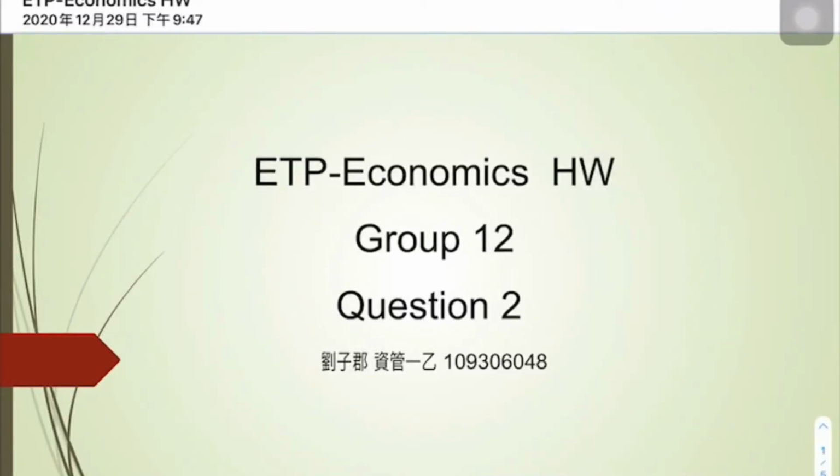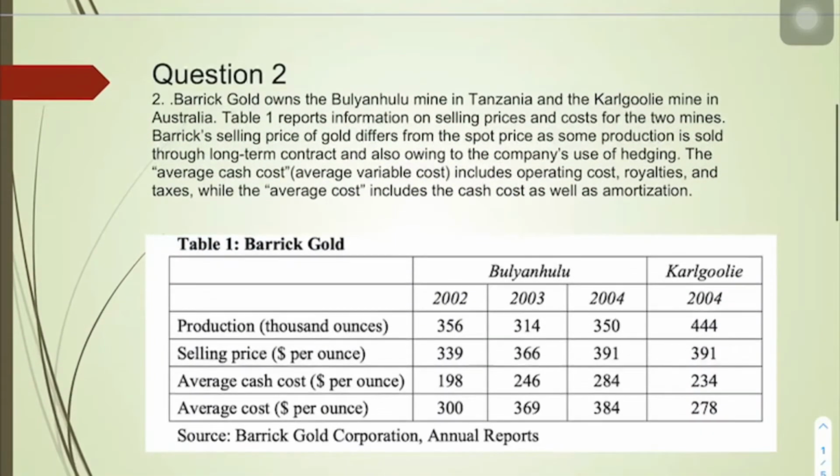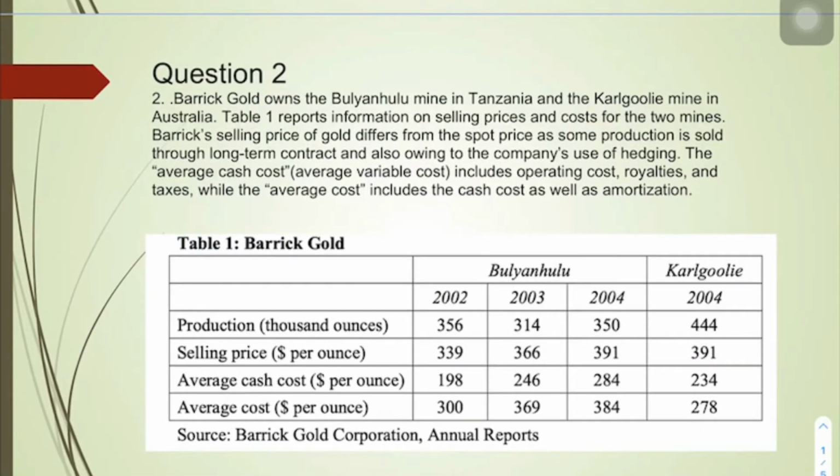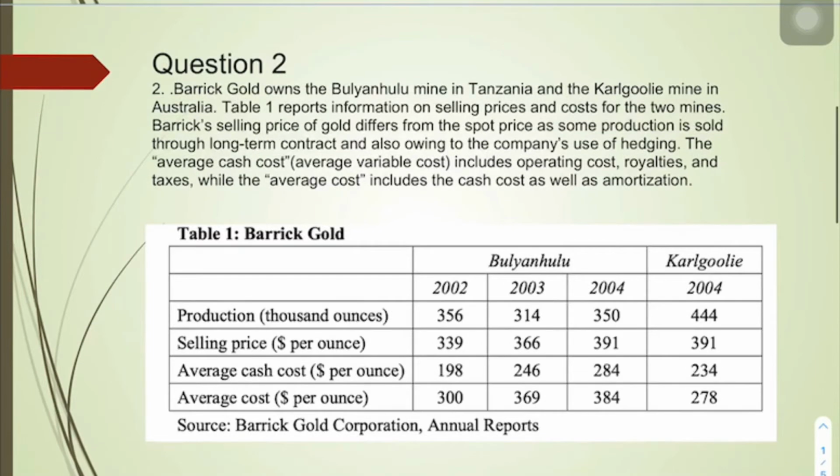Hello everyone, I'm Liu Zijun and I'm in group 12. Today I'm going to talk about question 2 in the ETP Economics homework. Barrick Gold owns the Bulyanhulu mine in Tanzania and the Kalgoorlie mine in Australia. Table 1 reports information on selling prices and costs for the two mines. Barrick's selling price of goods differs from the spot price as some production is sold through long-term contracts and also owing to the company's use of hedging.